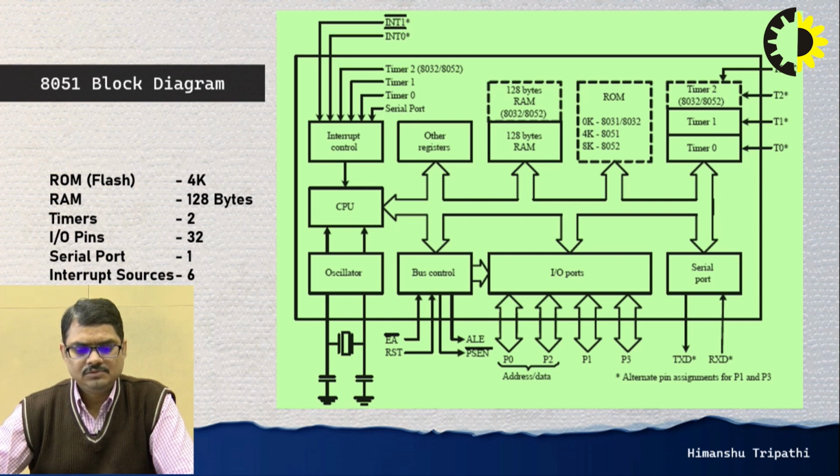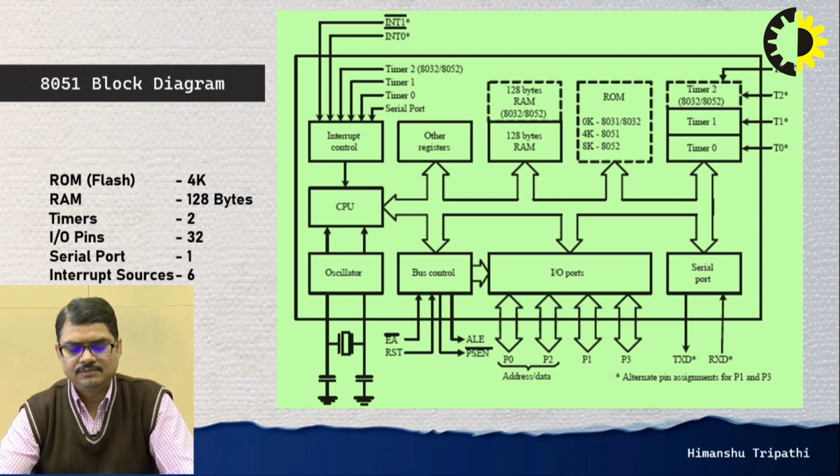Along with the CPU, other peripherals which are available on the chip of the 8051 microcontroller are RAM and ROM. The 8051 microcontroller follows the Harvard architecture. That means there is a provision of two memories. One memory is used to store the code, and another memory is used to store the data.